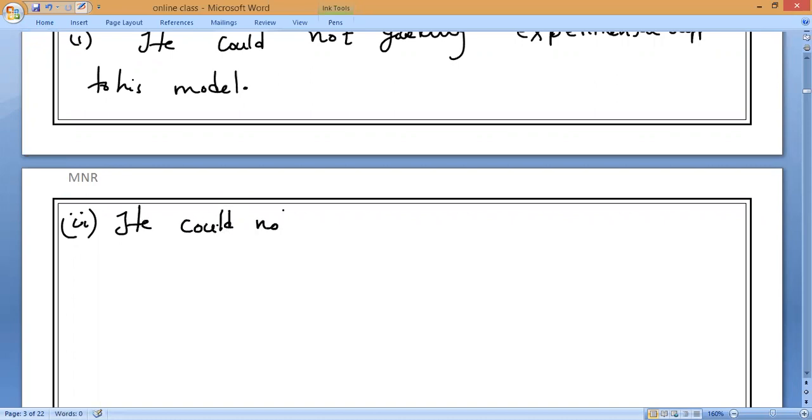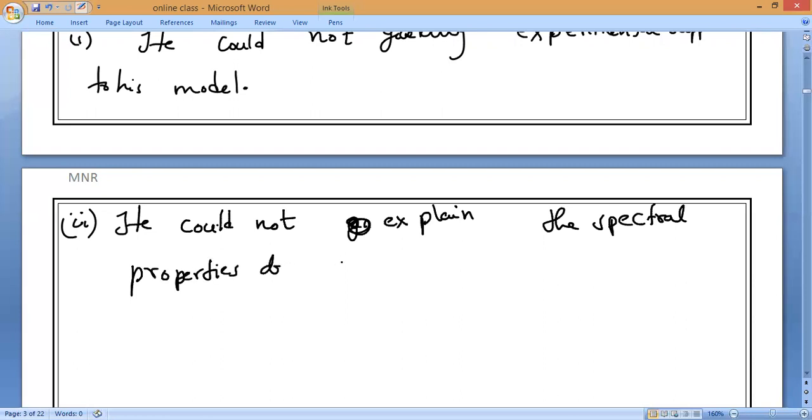He could not explain, you can write, that is the correct word, he could not explain the spectral properties of the atom. How the electrons and all are arranged, he has not explained. So these are the disadvantages.